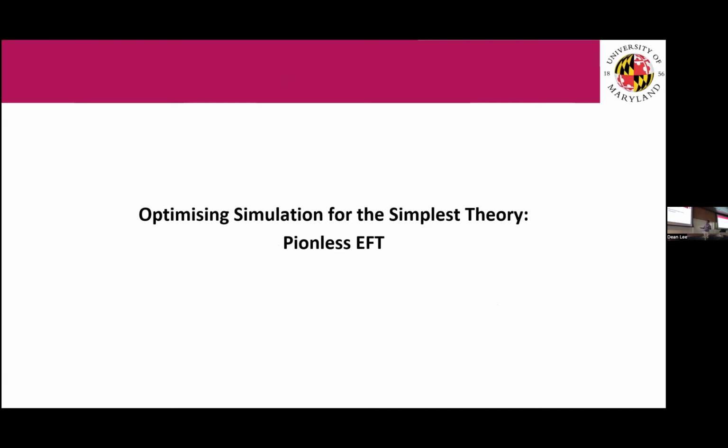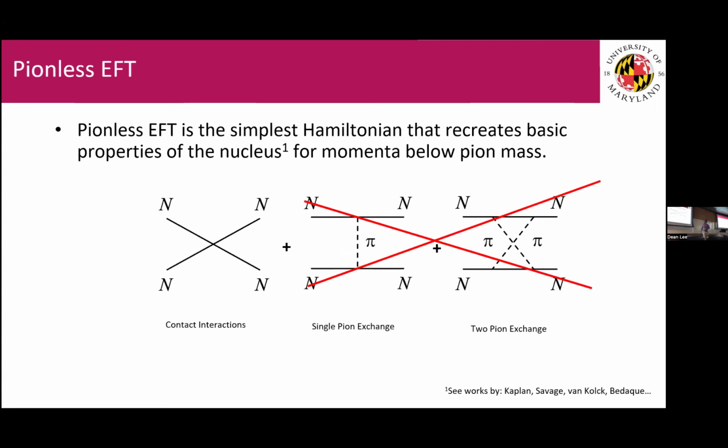Okay, cool. So now I've talked to you about the quantum algorithm that we're going to use, and I've alluded to the effective field theories. I'm just going to take you through an optimization process for the simplest possible effective field theory, the pionless effective field theory. This is maybe the most boring part of the talk, so if you want to just follow the vibe rather than the actual details, I'm not going to blame you. So pionless effective field theory is really going to be the simplest interacting Hamiltonian that we can consider here.